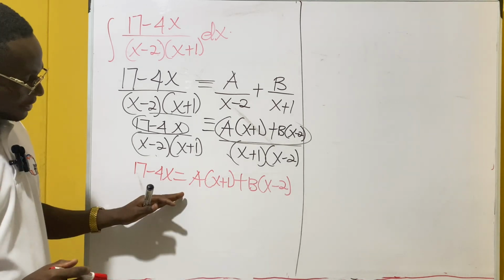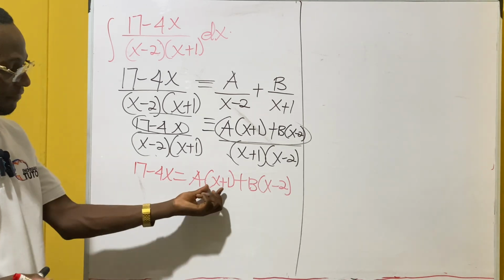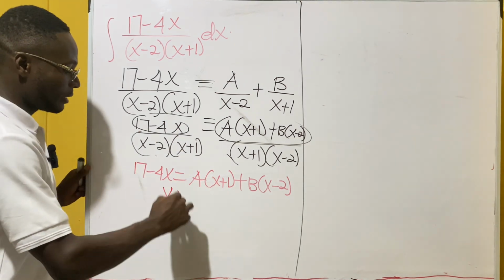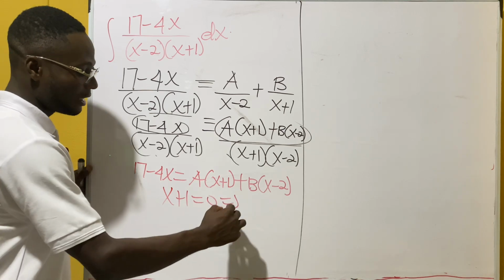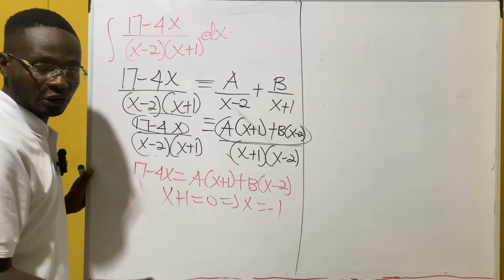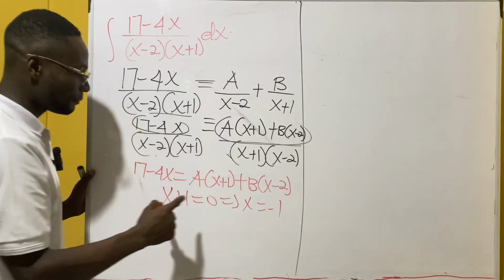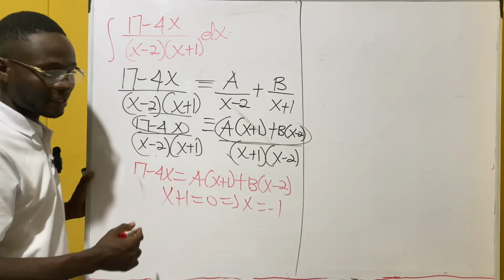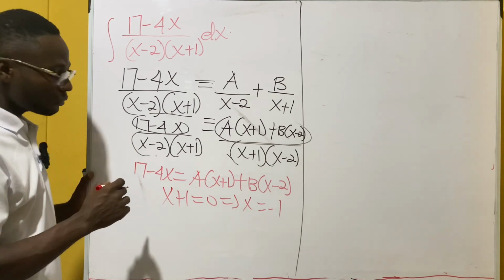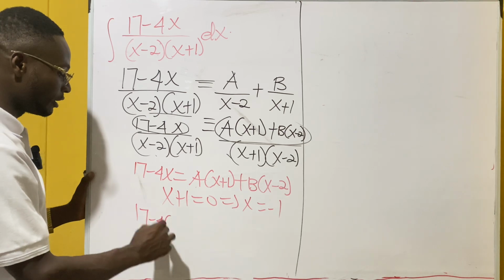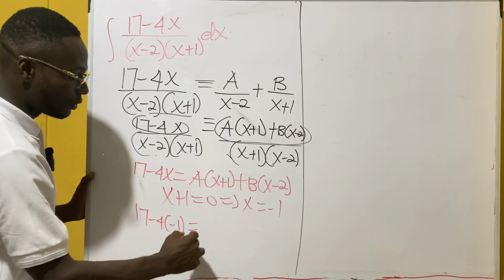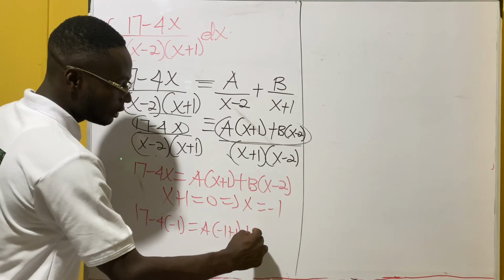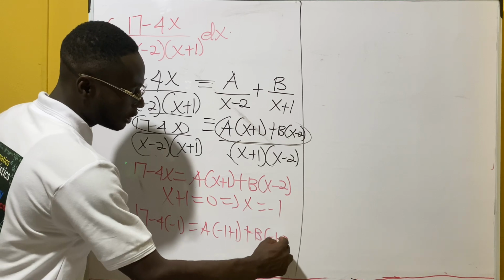So right here, we have to assume that if x plus 1 equals 0, this implies that x will be equal to negative 1. So if x is equal to negative 1, then we can put that value in place of x and find one of the variables. So we have 17 minus 4 into negative 1, that should be equal to a into negative 1 plus 1 plus b into negative 1 minus 2.